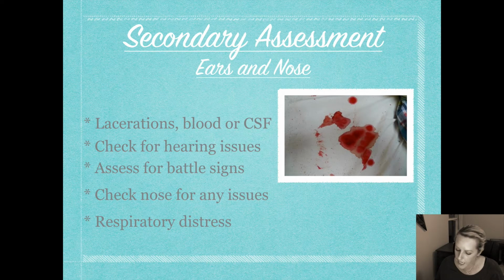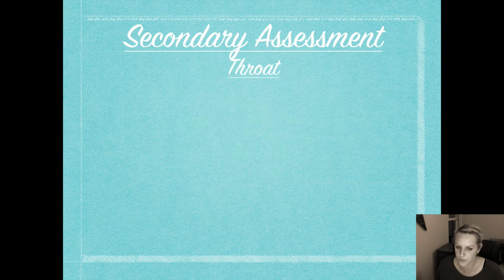Know that our pediatrics are primarily nose breathers. So if their nose is clogged, they will not be breathing correctly. We need to suction that out.